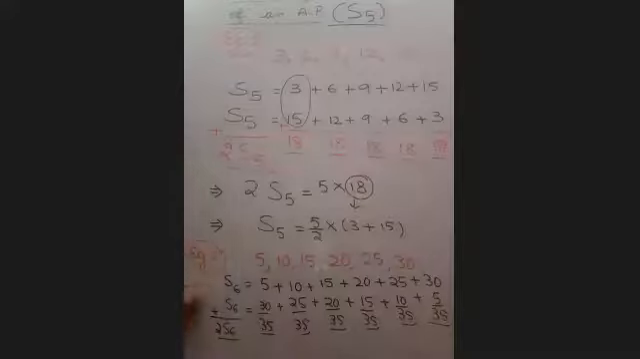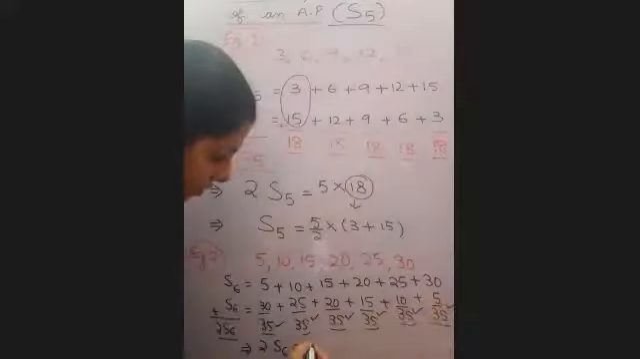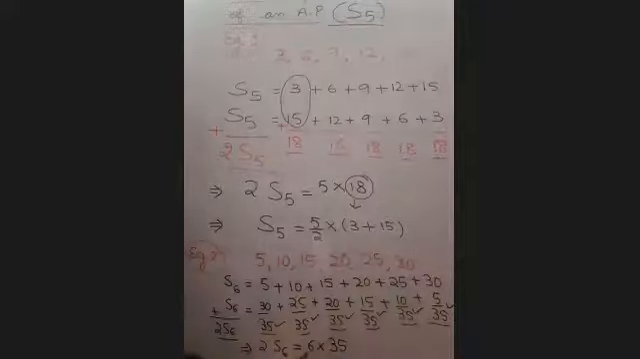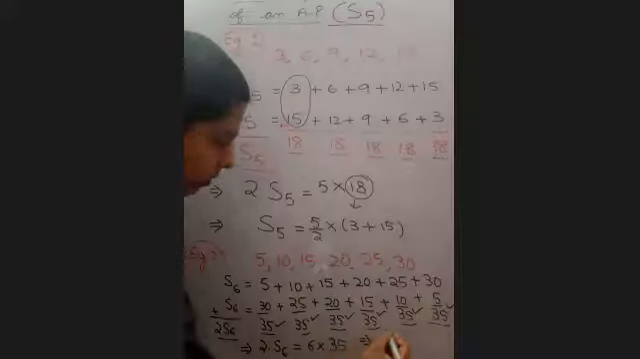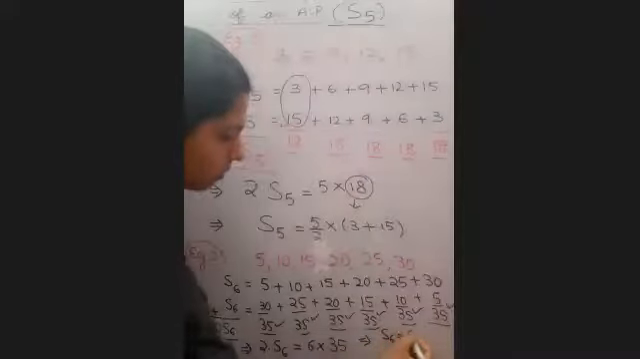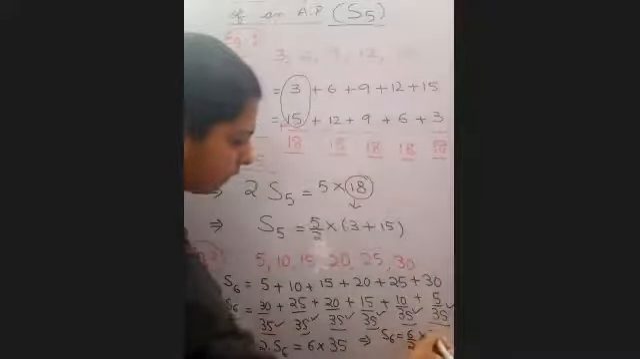Right, beta? Are you with me? Yes, ma'am. Now, likewise, can you say 2 into S6, how many times is 35 repeated? 6 times. That would mean 6 into 35. Adding 35 six times means 6 times 35. So this gives me S6 is equal to 6 upon 2 into 35.